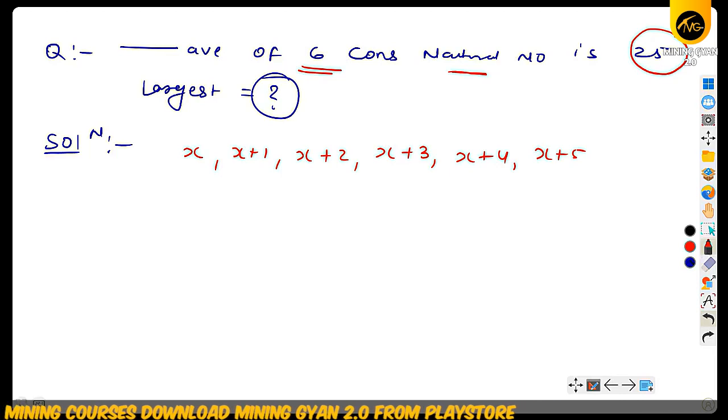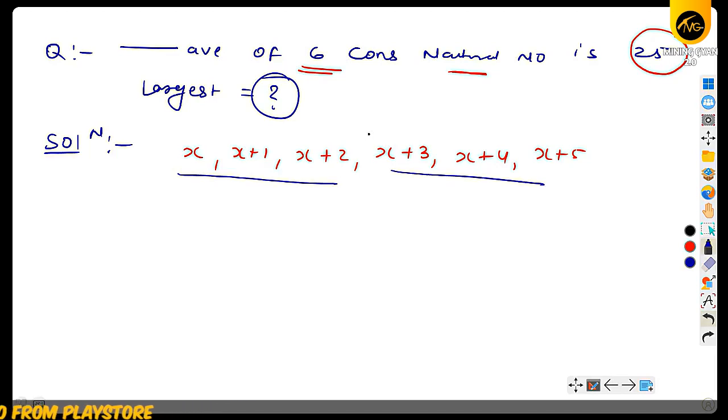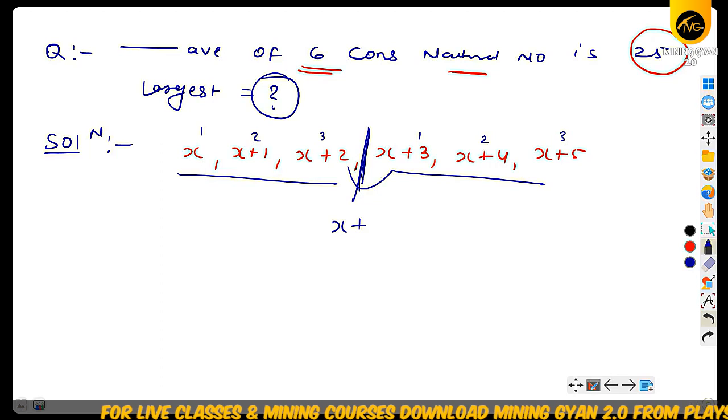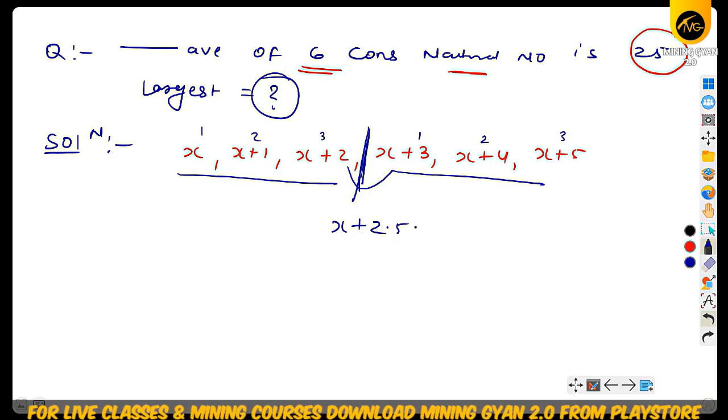Now what is the mid number? So we have 6 numbers. That means we have to find the mid number like this. This is the mid position, 1, 2, 3 and 1, 2, 3. Now what is between these? Basically 2 and 3. So the mid number will be 2.5. Now x plus 2.5 is the mid number of the consecutive natural numbers, correct?